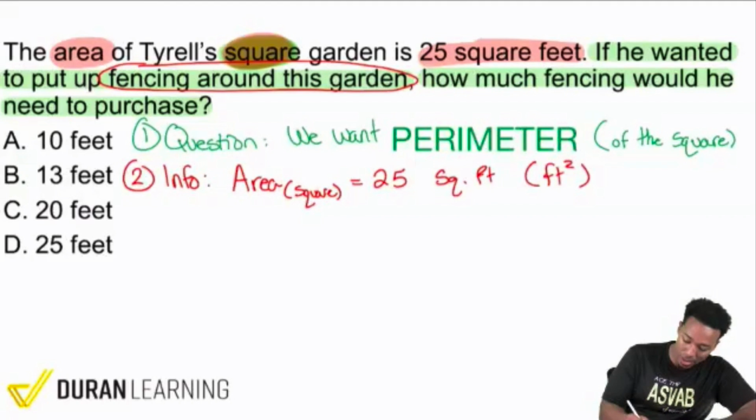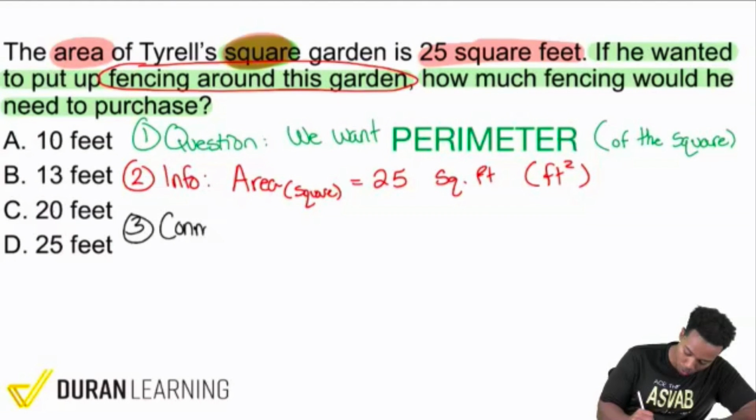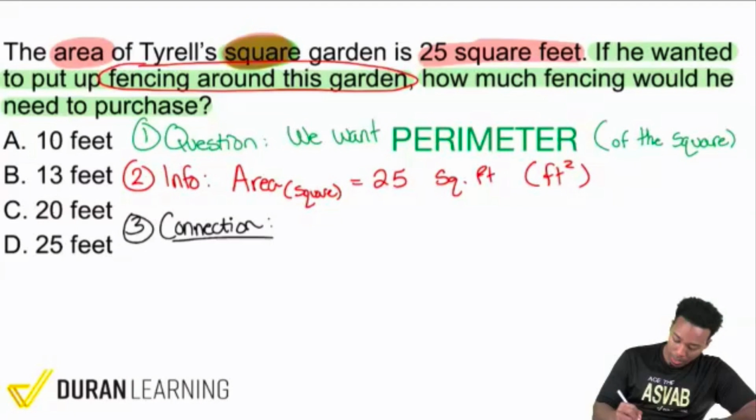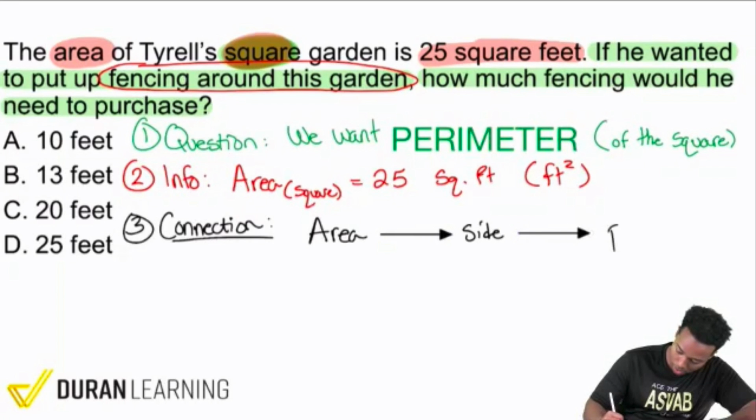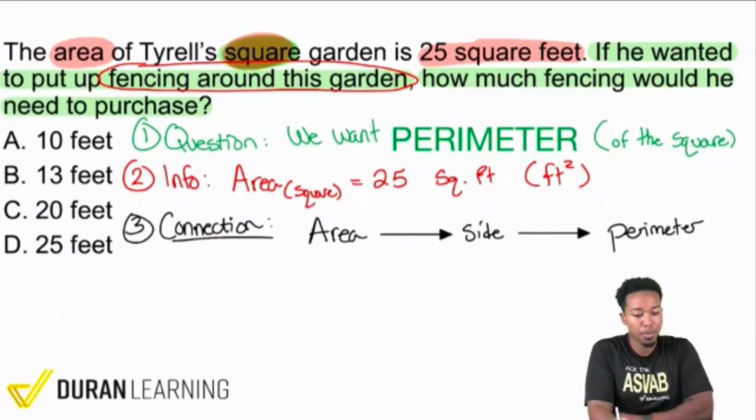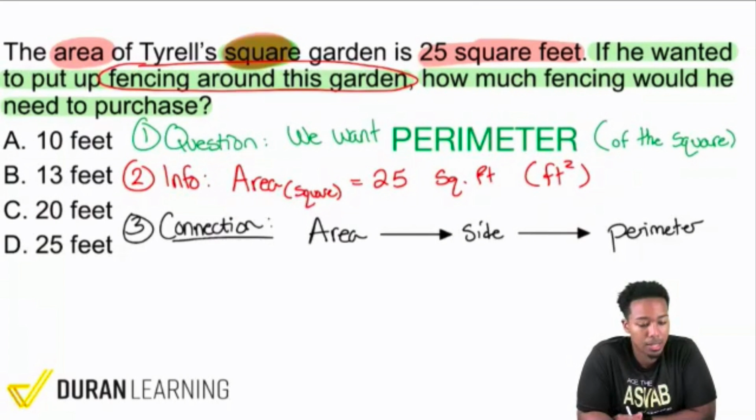So with that said, what we should be saying next in number 3, again, the connection. What do we want? What do we have? What's the connection? Everybody, is it safe to say that we can go from the area to the side to get the perimeter? Yes or no? Is that a solid plan? We are given the area, we can use that to get the side, and then we can use that to get the perimeter.